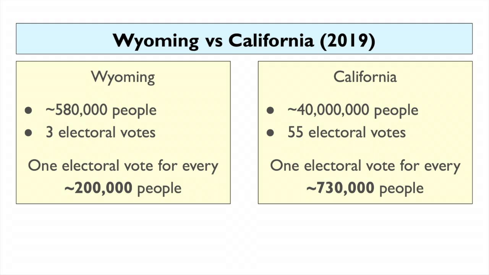Let's compare Wyoming with California. Wyoming is the least populous state while California is the most. In 2019, Wyoming had about 580,000 people and 3 electoral votes, while California had about 40 million people and 55 electoral votes. If we divide the total population by the number of electoral votes, we can see that 1 electoral vote roughly equates to 200,000 people in Wyoming, compared to 730,000 people in California.